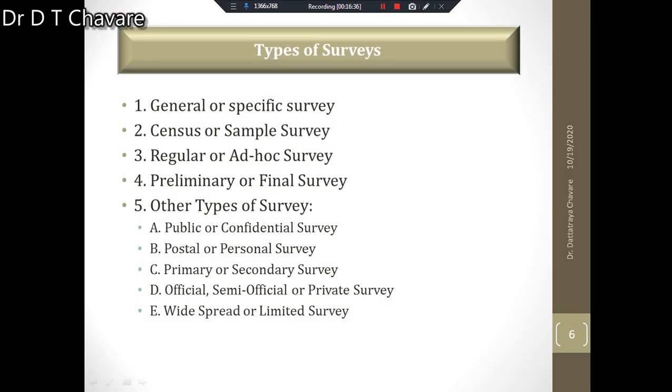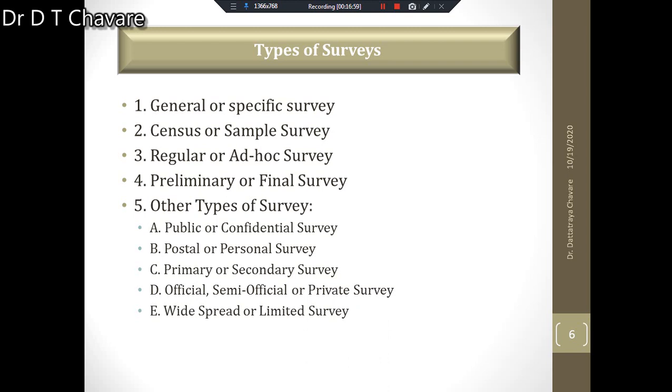Now, what are the types of social survey? What are the types of survey? Those types we also have to understand. There are some important types I have mentioned here in this slide. The first type is general or specific surveys. What is it? General or specific survey.